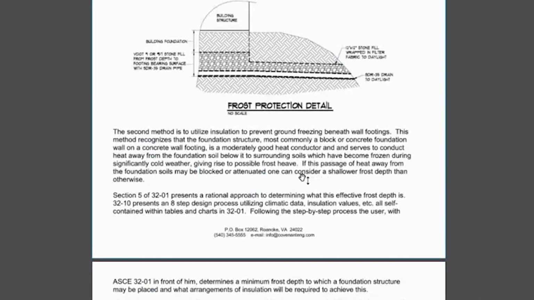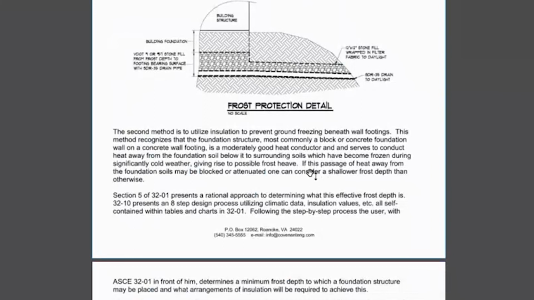The second method is to utilize insulation to prevent ground freezing from beneath the wall footings. And this method recognizes that the foundation structure, most commonly a block or concrete foundation wall on a concrete wall footing, is a moderately good heat conductor and serves to conduct heat away from the foundation soil below it to surrounding soils, which have become frozen during significantly colder weather, giving rise to possible frost heave. So if this passage of heat away from the foundation soils may be blocked or attenuated, then one can consider a shallow frost depth otherwise.